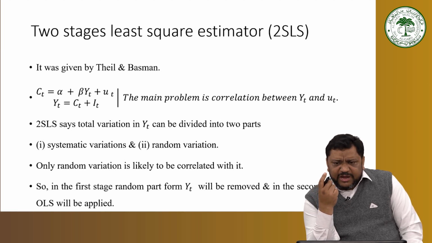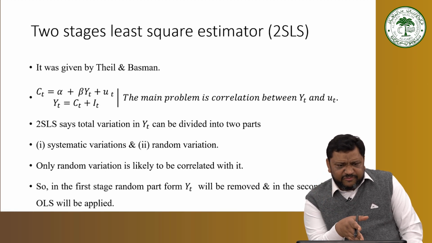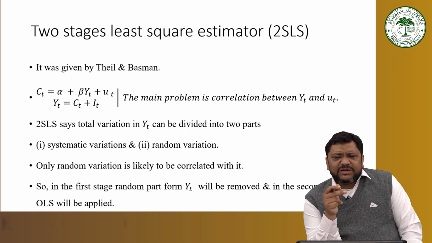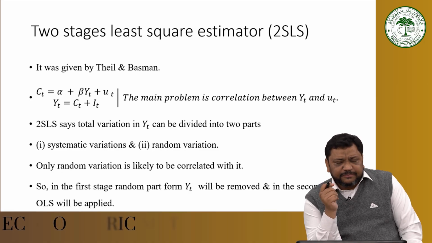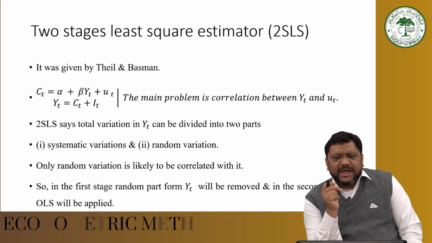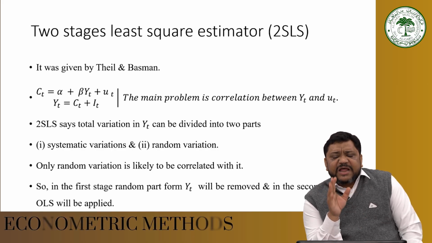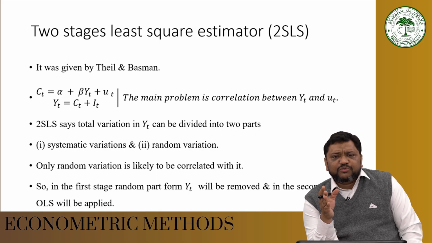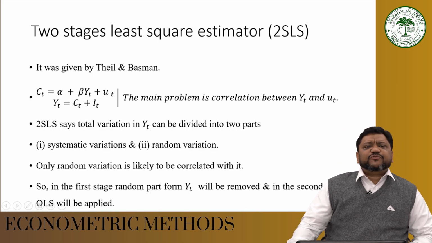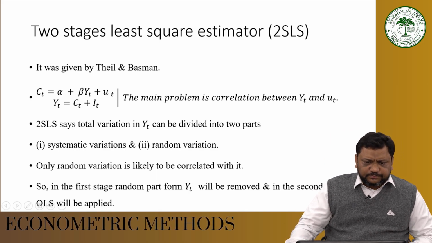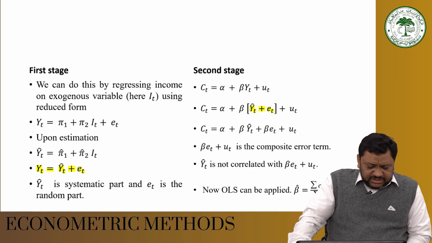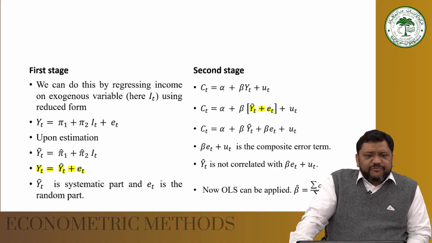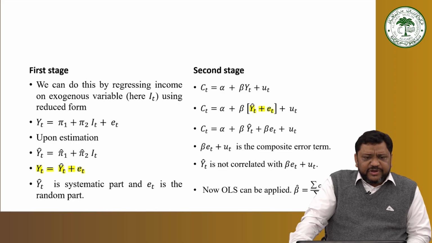We can do this by regressing income YT on the exogenous variable IT. So in the first stage, the random part of YT will be removed, and in the second stage OLS will be applied. So we discussed the first stage. What we are doing is regressing income on the exogenous variable IT using the reduced form. We have seen how to derive the reduced form in our previous lectures.